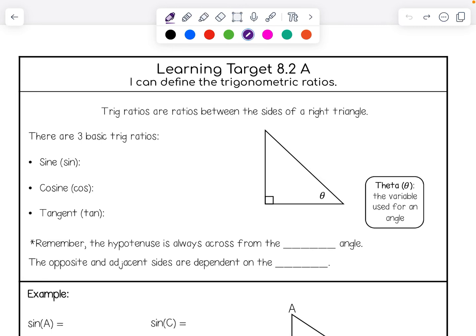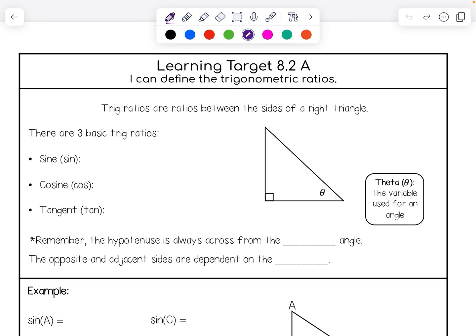Hey guys, welcome to our new week on trig ratios. So this week we're going to start talking about how we can use some ratios to help us identify sides and angles in right triangles when we don't necessarily have two sides or we don't have special triangles. Maybe we only have a side and an angle and we can find all the parts.